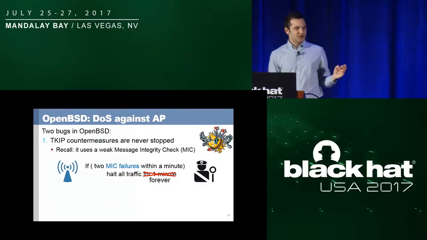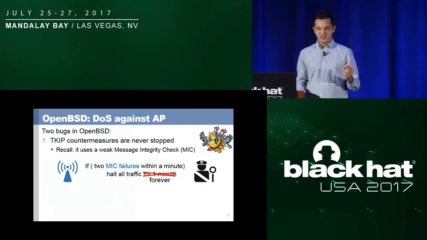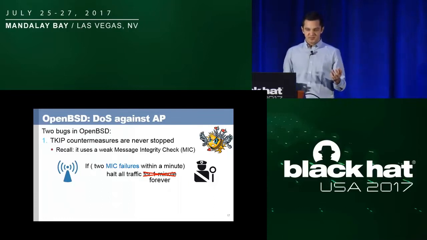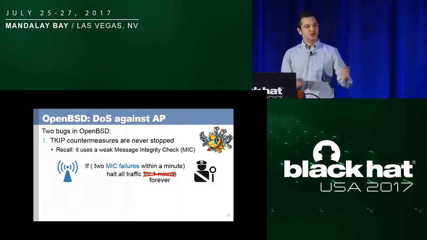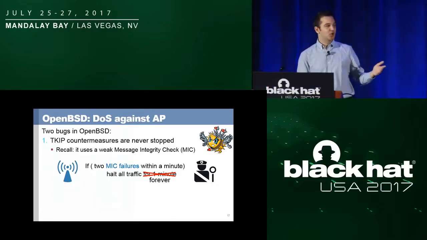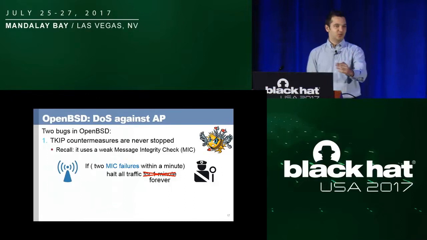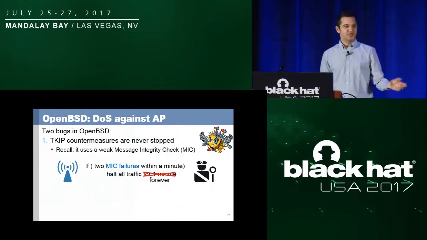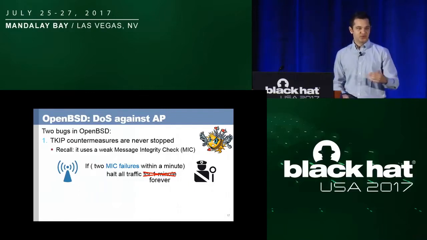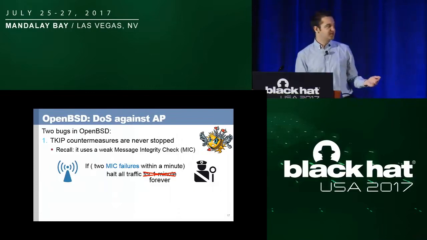So all that we need to do now is find a way to trigger these MIC failures. So these MIC failures happen when, for example, the client receives a WPA TKIP message where the message integrity code is invalid. And if that happens, the client will send a so-called MIC failure report towards the access point to inform the access point, hey, I got a strange corrupted message here, maybe I'm under attack. And if the access point receives 2 of these messages, then it will stop all traffic. And in the case of OpenBSD, it will stop it forever.